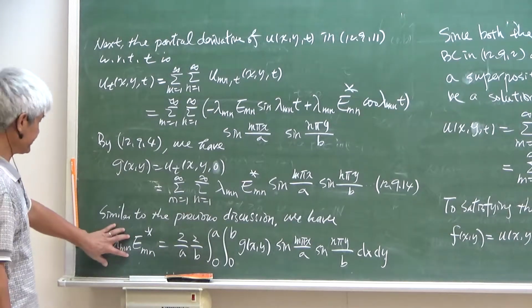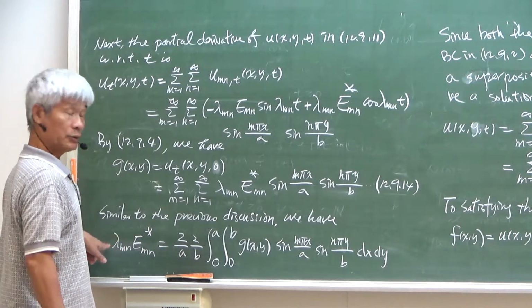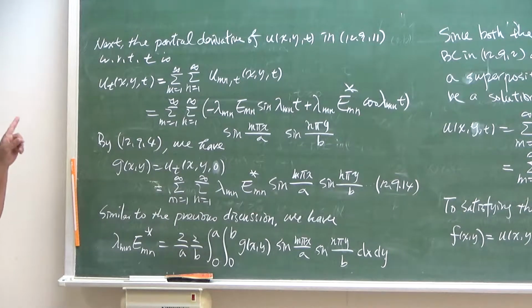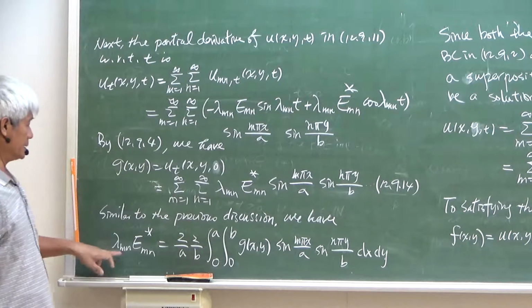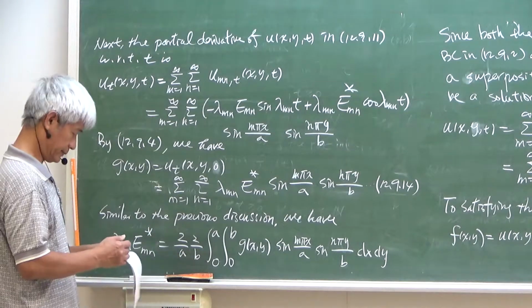And from here, you can know what E star is. Remember, the eigenvalues are positive, right? Remember we have positive eigenvalues, so we can divide by the eigenvalue here. Fine.